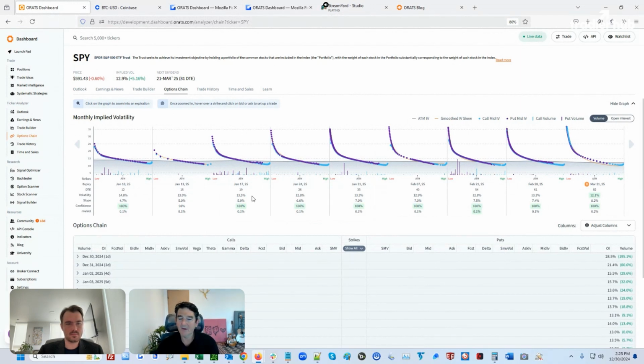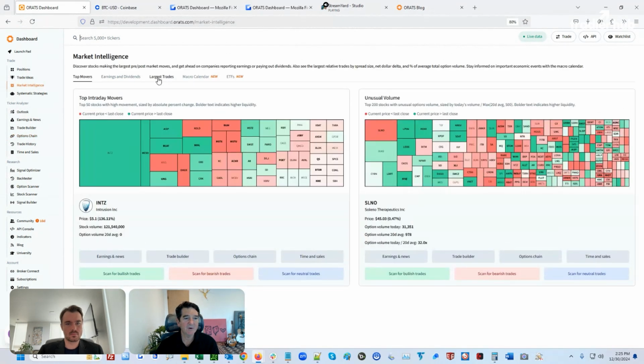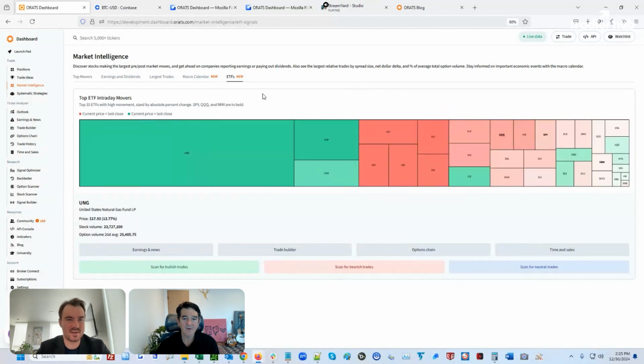Let me think of it. So what do we got? A year end, and let's go to market intelligence to see what's going on. These are our top movers. Let's look in the ETFs tab. I know we added that somewhat recently. A lot of people using our platform trade SPY and SPX, so I think it's important to look at that.